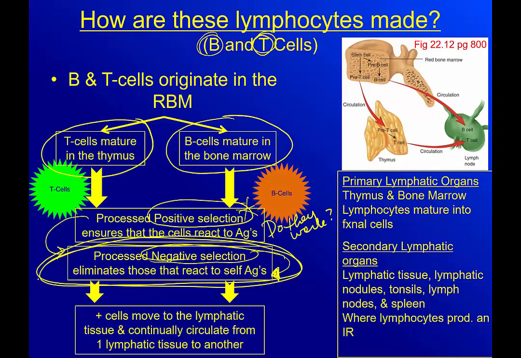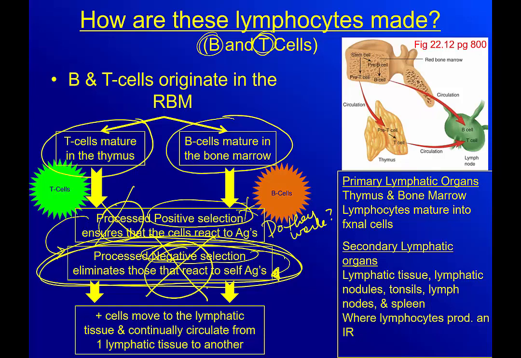So if I pass positive selection and negative selection, I get to move on into the lymphatic tissues and into general circulation. If I don't, I either die here or I die here. But either way, I have to pass both tests before I'm allowed out.